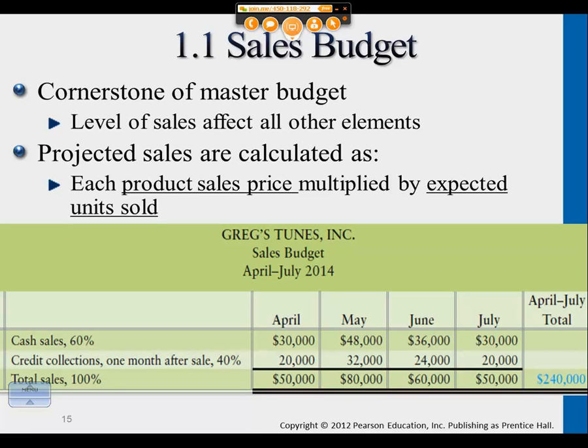So let's look at the example. We have some credit collection, some cash sales. The point is that with my sales budget, I can predict what I usually have in April, May, June, and July in my cash sales, and do the same for my credit. Then I sum it up, and I can predict that this 240,000 is going to be my total for April to July. So that's somewhat of your sales budget.